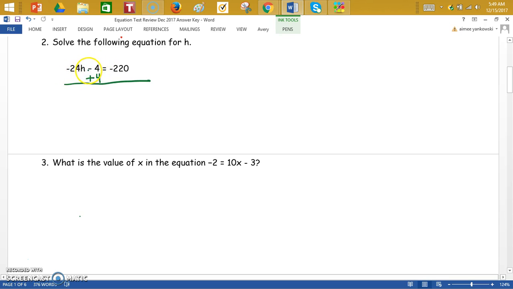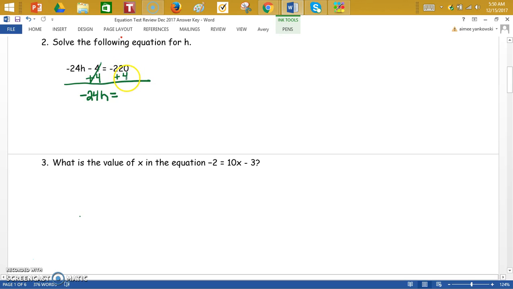So if I'm going to do minus 4 plus 4 and zero the 4's out on this side, I'm adding 4 to the left-hand side of the equal sign. I must also add 4 to the right-hand side of my equal sign. Minus 4 plus 4, those zero out. So on the left-hand side, I'm just left with negative 24h equals, and on the right-hand side, negative 220 plus 4.